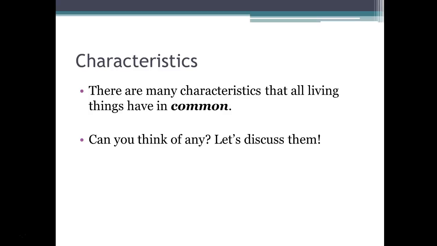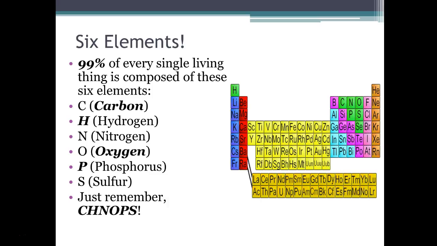So some of these, this is not an inclusive list by any means, but these are some of the more common characteristics that you will see in all living things. And one of them is that all living things are composed of 6 main elements that you'll find on the periodic table of the elements. And actually, those 6 elements make up 99% of all living things. And those elements are carbon, hydrogen, nitrogen, oxygen, phosphorus, and sulfur.